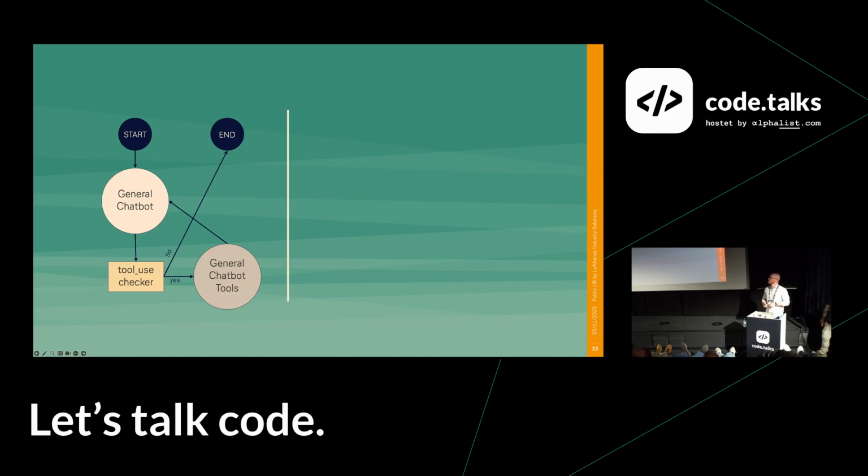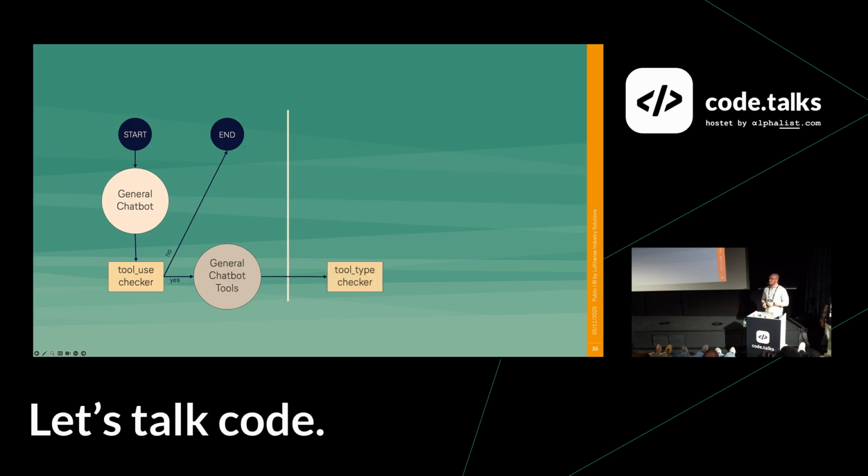If no tool was used, then we just end the graph. If a tool was used, then we route to that tool, execute that tool, and feed the results of that tool back into the chatbot again. And that can run as many loops as it wants until no tool is used anymore and we end. So the most vanilla architecture that you can get. And that's what drove the first demo that I showed you. And now come our changes. First of all, we loosened the connection between the tools and the general chatbot.